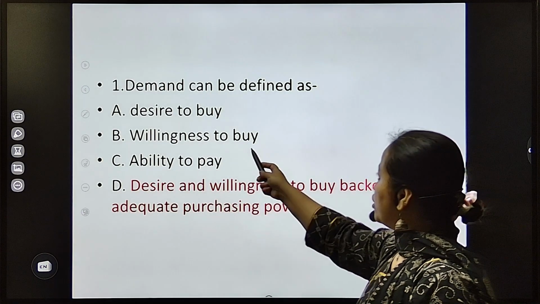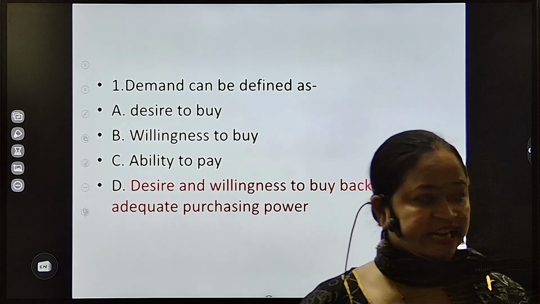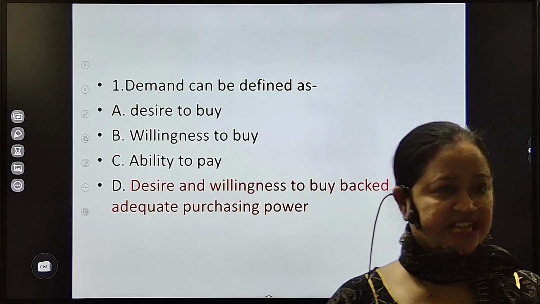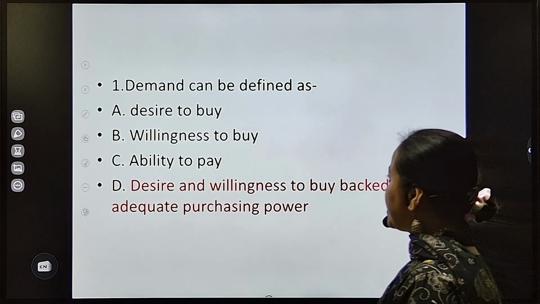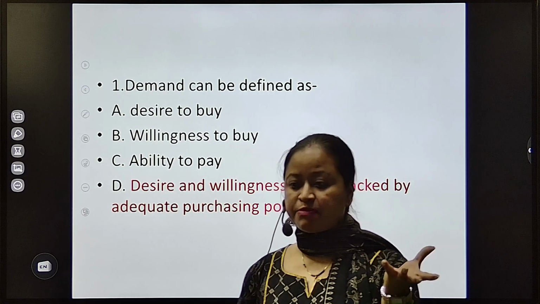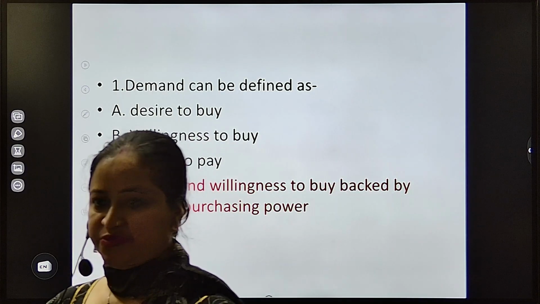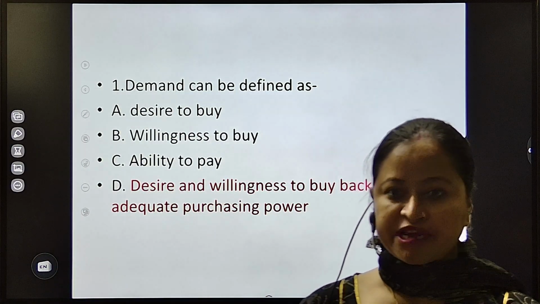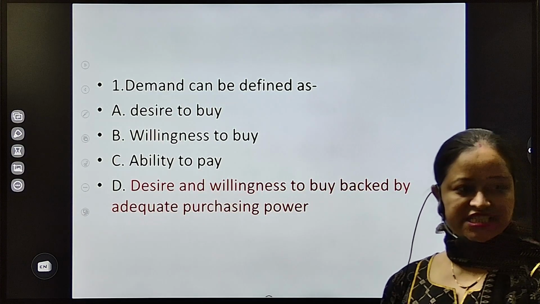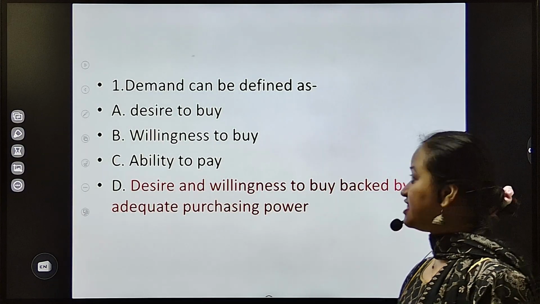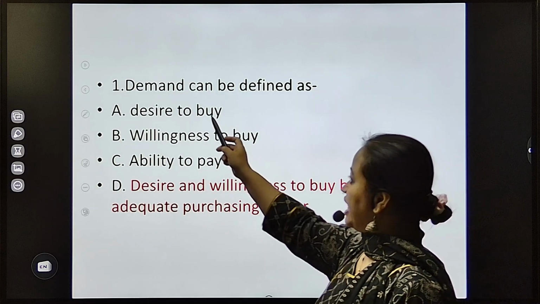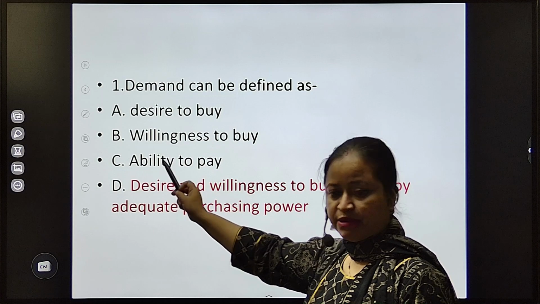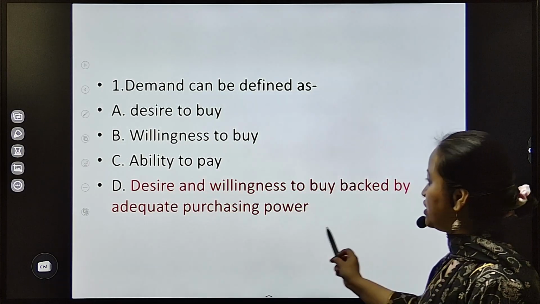And willingness to buy. You are willing to buy. Okay? One is desire and one is willingness. Then another one is ability to pay. You have money. That is ability to pay. That is also demand. But when all this is added together, this is called demand. So A option is also correct, B option is also correct, C option is also correct. But in the D option, all three are included.